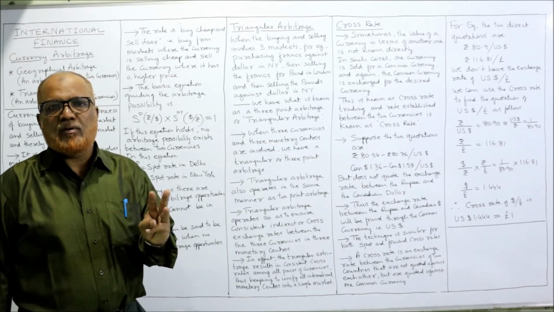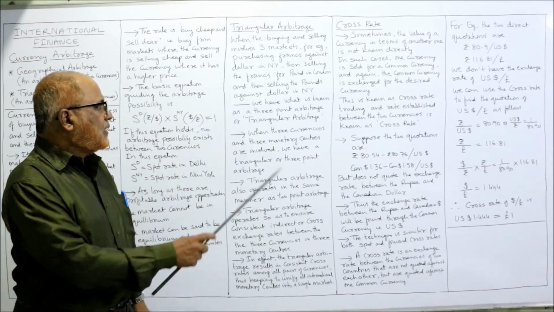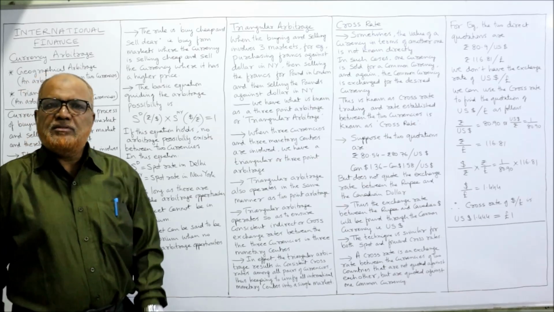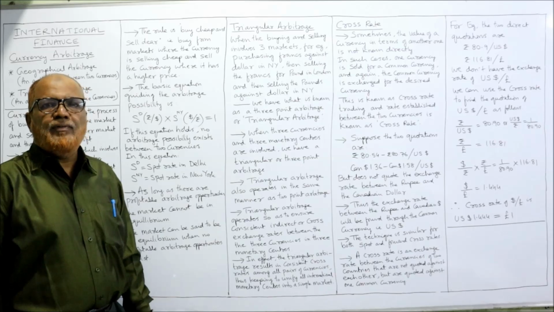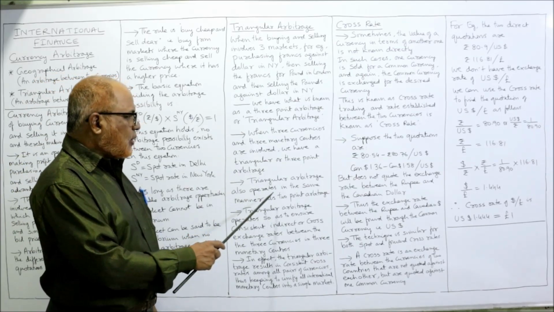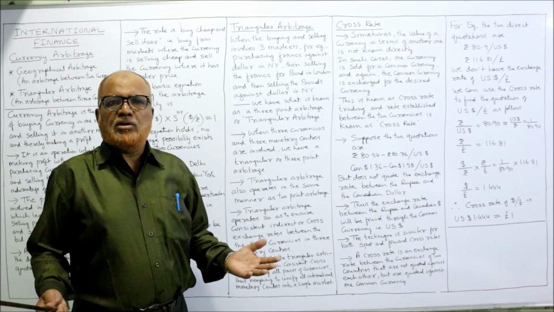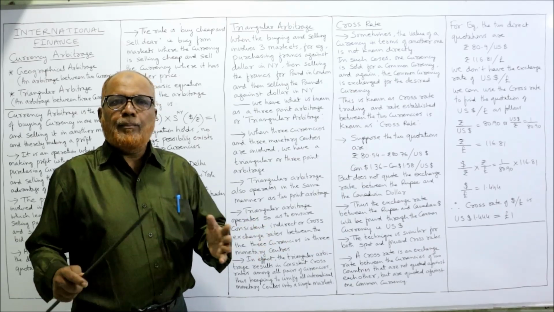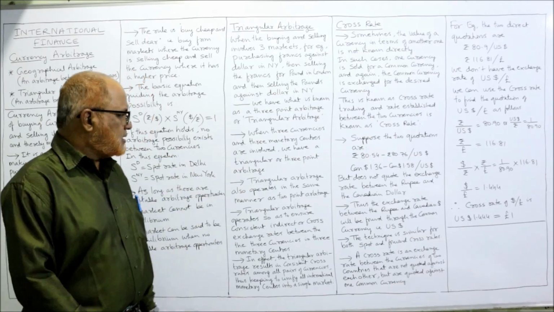Three currencies are involved: dollars, francs and pounds. Now when three currencies and three monetary centers are involved, we have a triangle. Three currencies are there and three monetary centers are there, so we call it triangular arbitrage. Triangular arbitrage operates in the same manner as two-point arbitrage. The purpose is the same, but here three currencies are involved whereas there are only two currencies in two-point arbitrage.